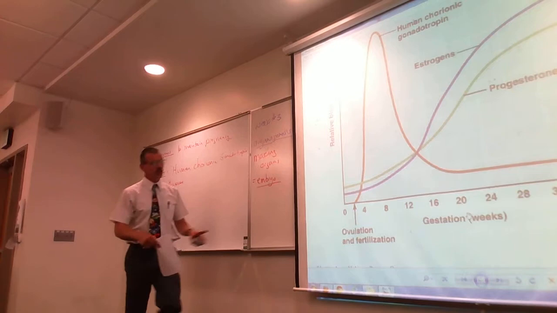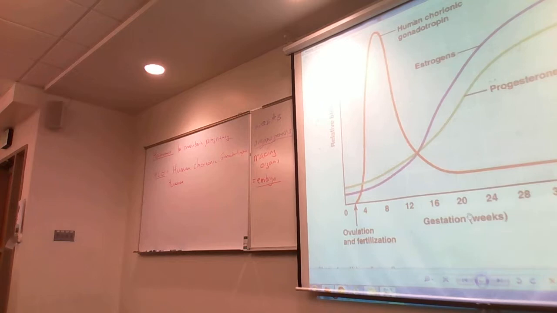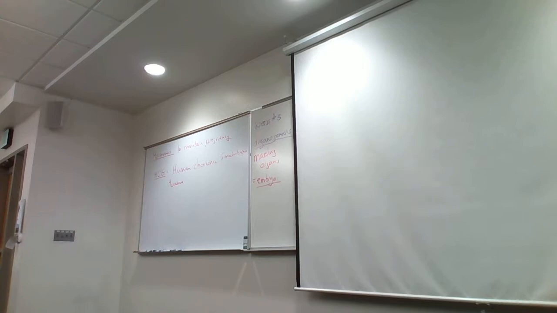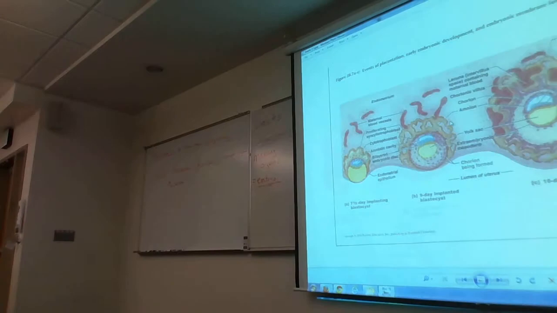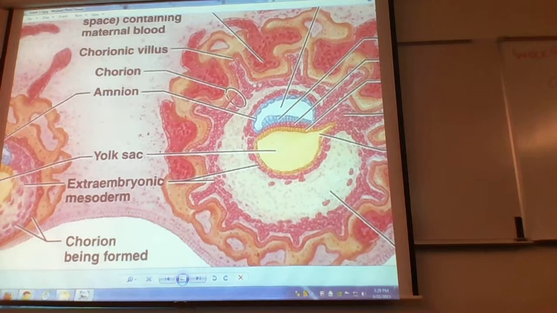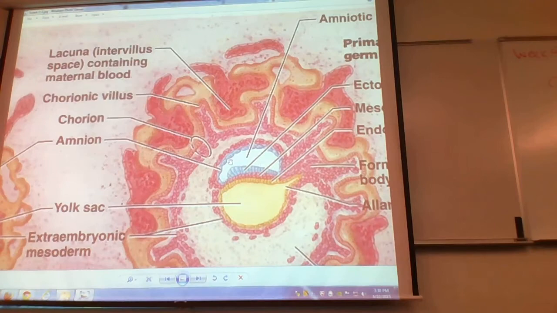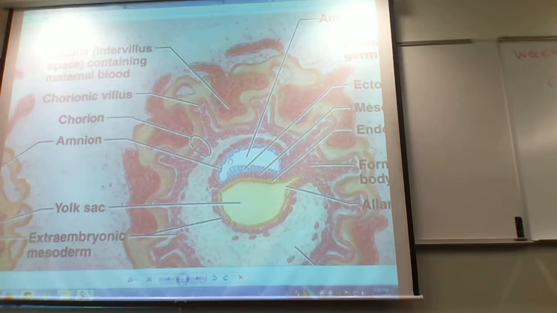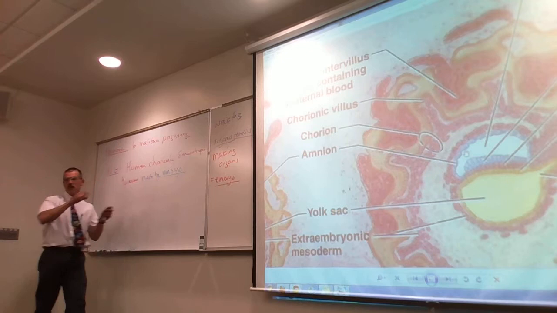Let's look at the graph. When does this hormone begin to be made? Ovulation, fertilization. Let's see if I can find something that has the word chorion in it. Oh, look. Here's a picture, and I see the word chorion right there. What is this? It's an embryo, right? Aha! So human chorionic gonadotropin is made by the embryo, HCG.